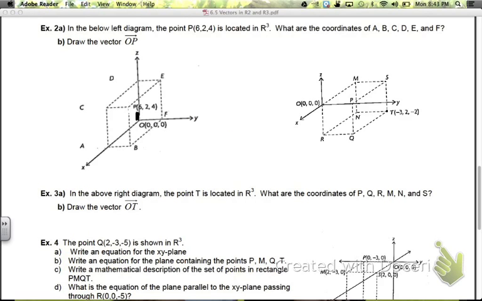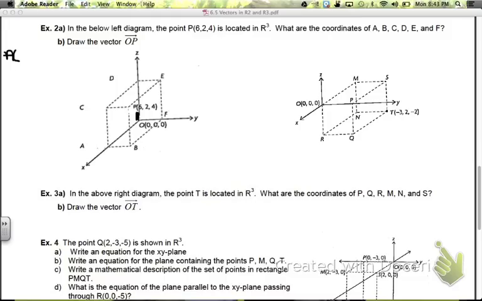Okay, in our next example, in the below left diagram, the point P, 6, 2, 4, is located in R3. What are the coordinates of A, B, C, D, E, and F? And then in part B, we want to draw the vector OP. So we need to start first with our A. Okay, let's find our coordinates for our point A.